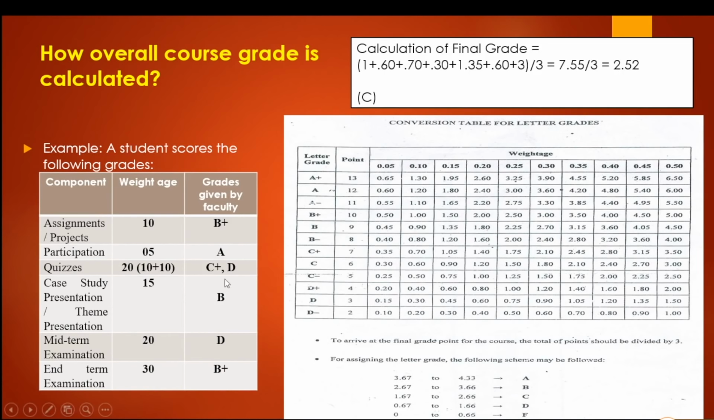Now 2.52 falls in the scale of 1.67 and 2.66 here. Just see. So it says for assigning the letter grade, the following scheme may be followed. So 1.67 to 2.65, the grade is C, and this 2.52 falls in this particular interval of 1.67 to 2.65, and hence we have gone for writing C as the grade for this particular subject. So this is how we go in for calculating the overall grade of the subject under discussion.